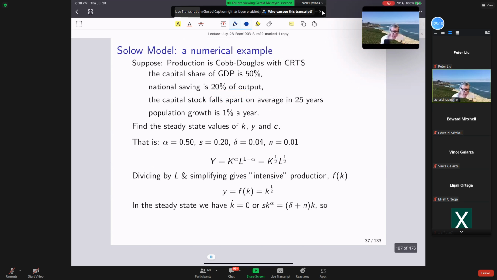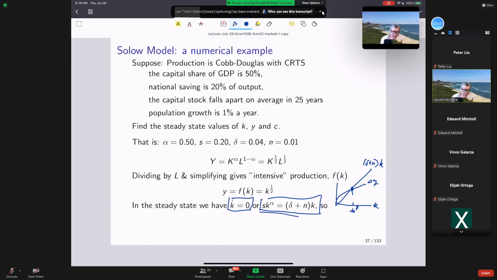Next, in the steady state, K dot is equal to 0, or from the graph, right? Here's the savings function. Here's break-even investment, delta plus N times K. That's where the steady state exists. And so we'll set those two equal. We have all these parameters now: S, alpha, delta, N. We can solve this for K.